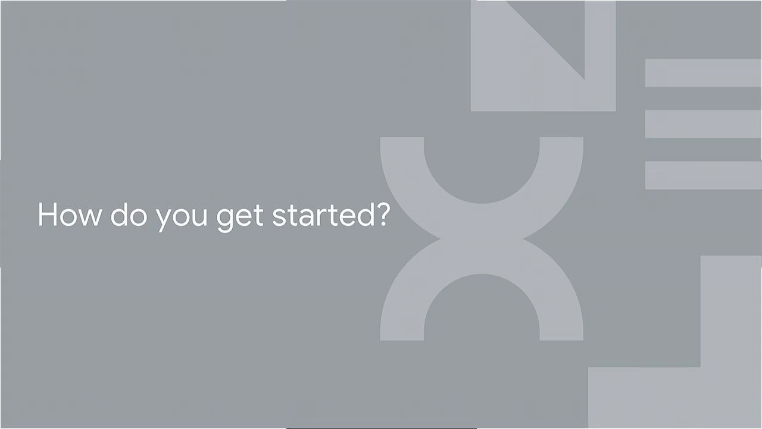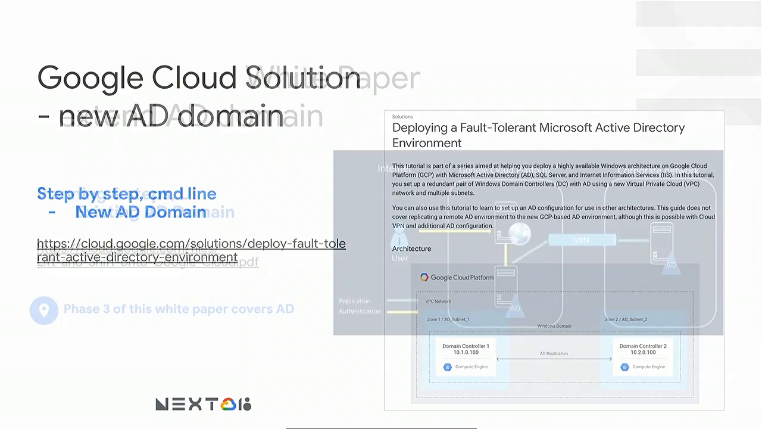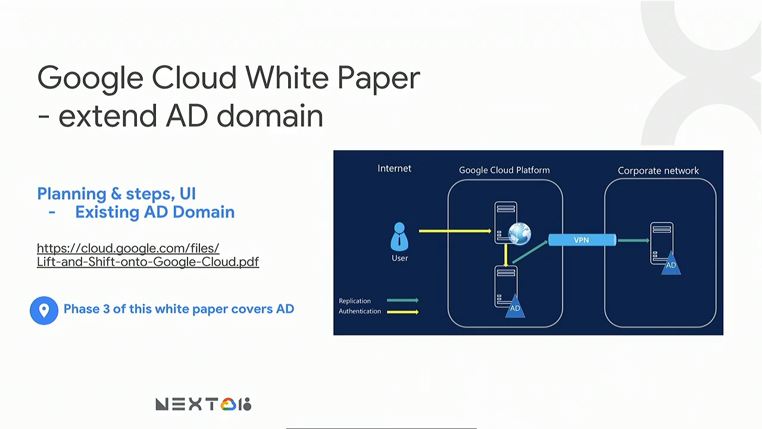So if all of this is sounding interesting to you and you want to get started, I wanted to leave you with just a few quick slides of examples of things you can do. One is we have a Google Cloud solution that talks you through step-by-step how you can get your highly available Active Directory domain up on GCP. And I have a slide with all the links in a minute if you want to take a photo of that.